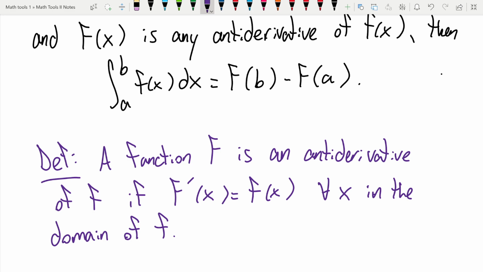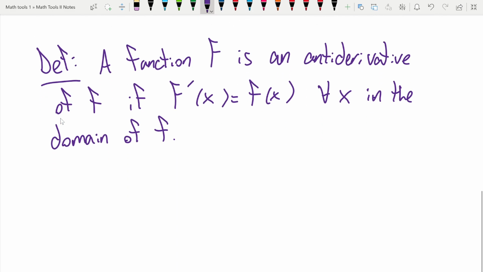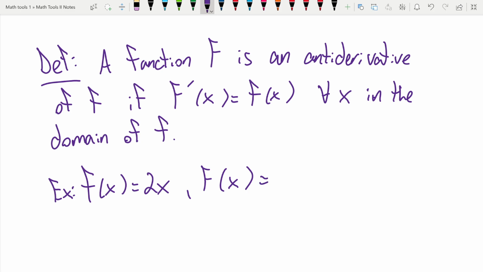So this gives us a way to find the antiderivative, though, is that we just think about what function, if we took the derivative of it, would give us this function. So just to look at a couple of simple examples, if f of x equals 2x, then we know that the antiderivative would be x squared, right? Now, one thing that's important to note is that the derivative of a constant is 0. So technically there could be some constant on here that we don't know about, right?